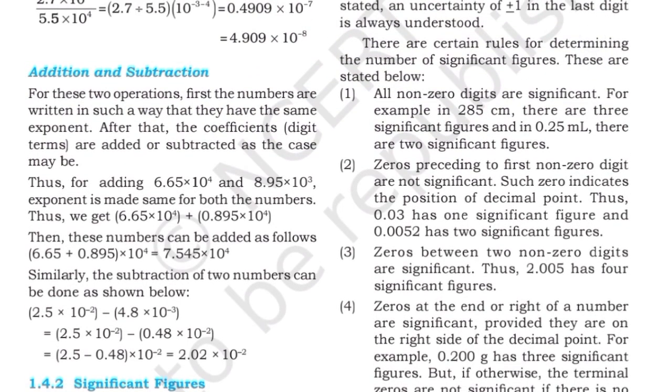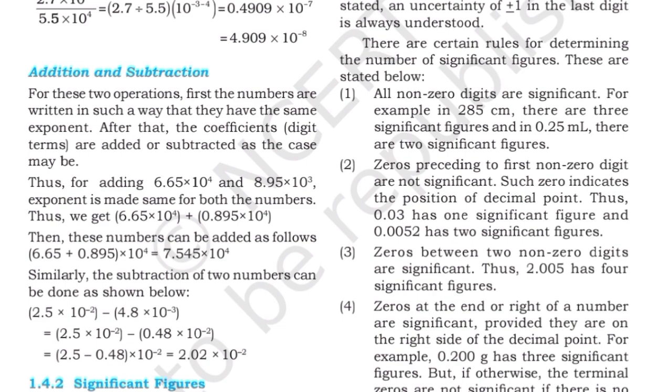There are certain rules for determining the number of significant figures. These are stated below. All non-zero digits are significant. For example, in 285 cm, there are 3 significant figures, and in 0.25 ml, there are 2 significant figures. Zeros preceding the first non-zero digit are not significant. Such zeros indicate the position of the decimal point. 0.03 has one significant figure and 0.0052 has two significant figures.